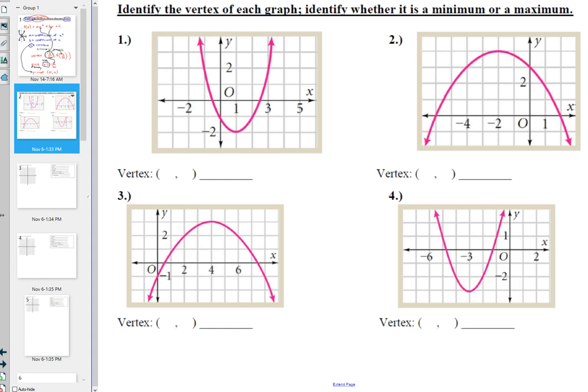All right, let's start doing some examples. Okay. This first page is just to get us oriented with a vertex and what it is. What is a vertex?